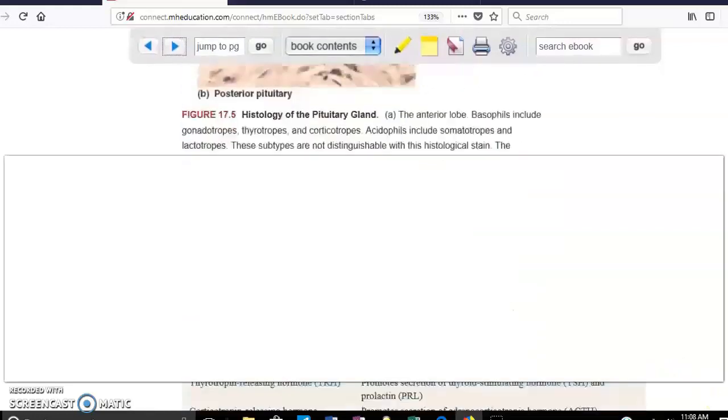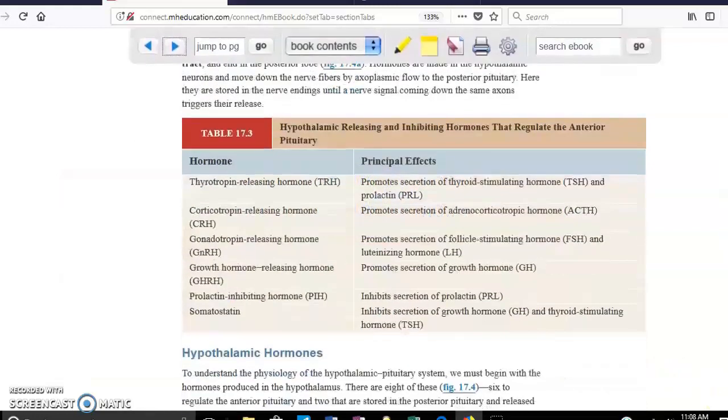So if we keep scrolling down, we can see here the hormones that are released by the hypothalamus. So then what hormones the hypothalamus are going to release in order to control the pituitary?